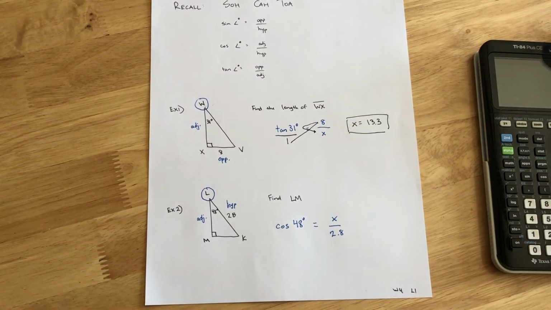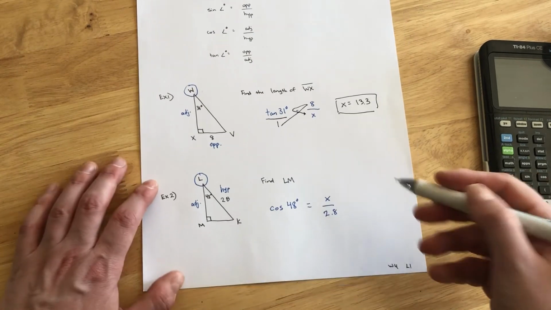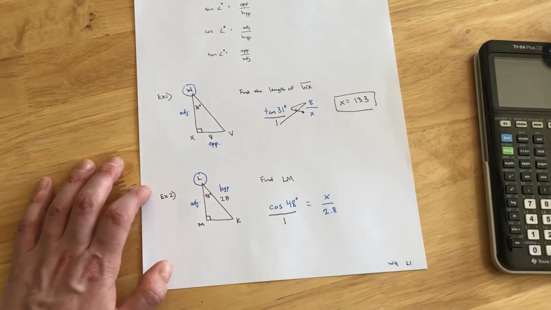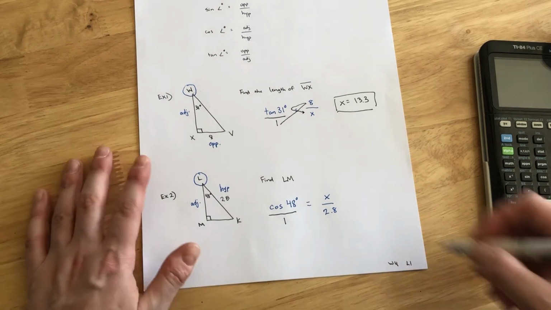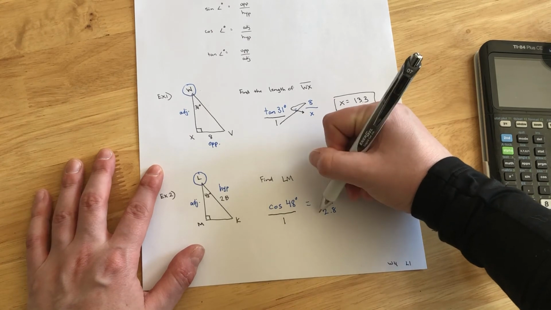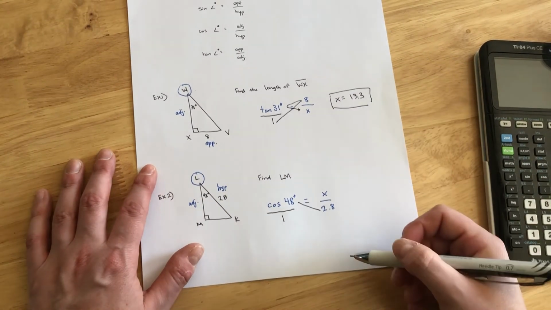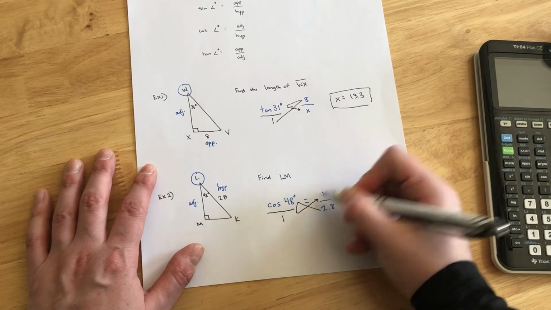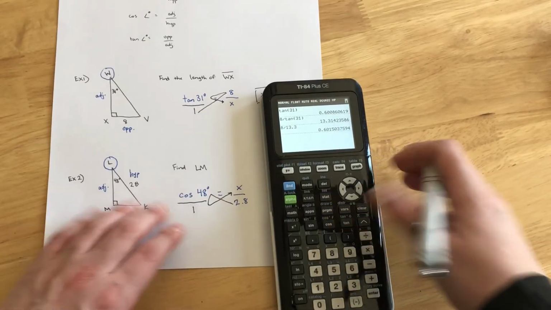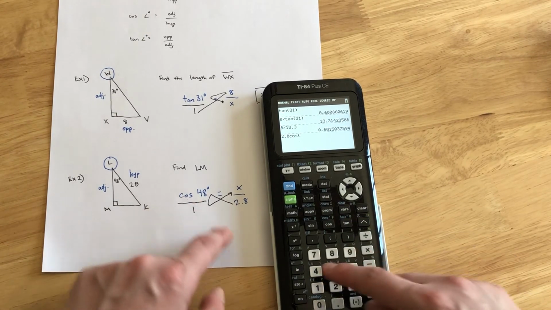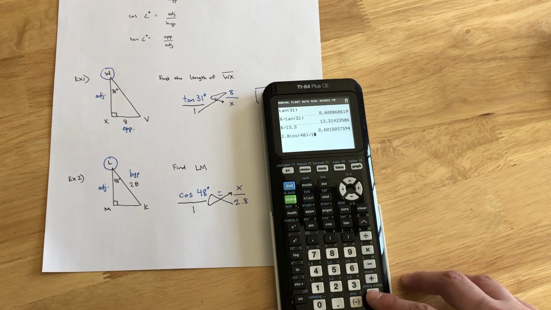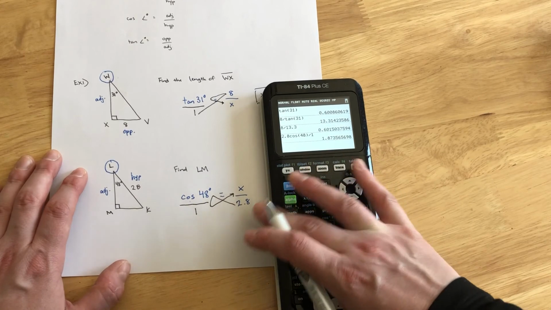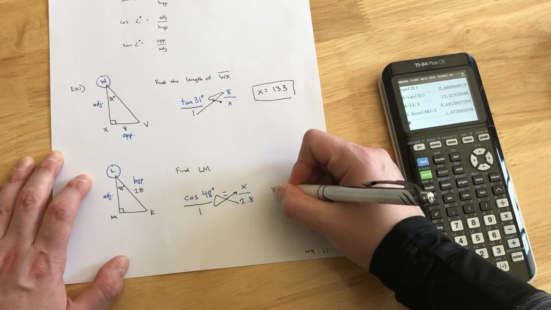We can solve this pretty much in the exact same way as before, by creating a proportion, putting a 1 underneath that cosine of 48 degrees. Because x has moved to be on top, when we do the cross multiplying, we need to start with the pair that we have. So this time it's 2.8 times cosine of 48 degrees, divided by 1, and that will be equal to x. Dividing by 1 is not going to actually change any values. This is equal to about 1.9 if we round to the nearest tenth.